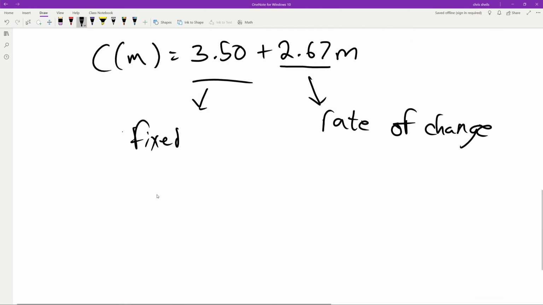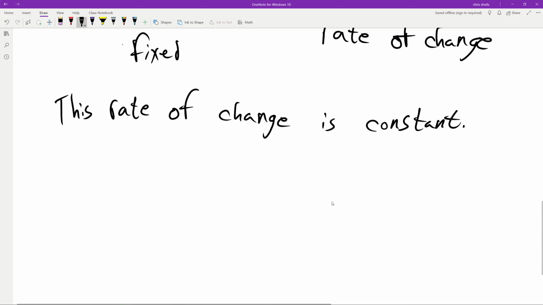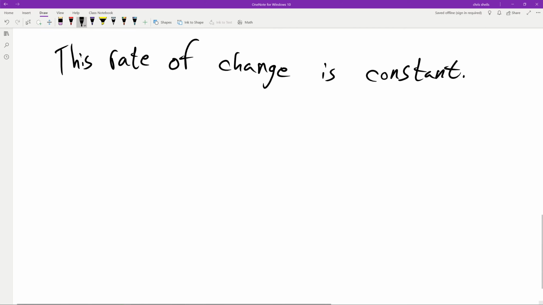And notice here that my rate of change, this rate of change, is constant. The rate of change itself does not change. I'm always adding $2.67 at each step. I'm not adding any other amount. All right.